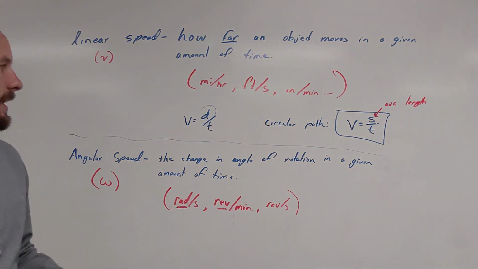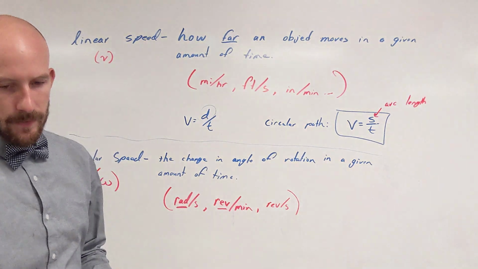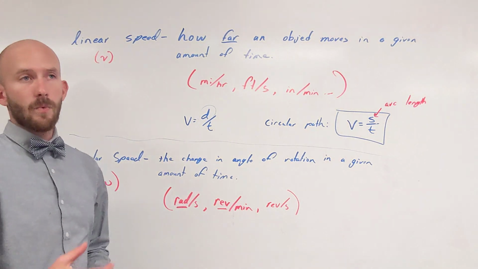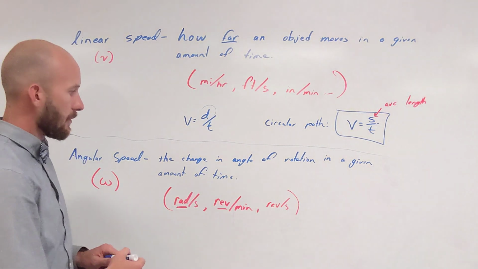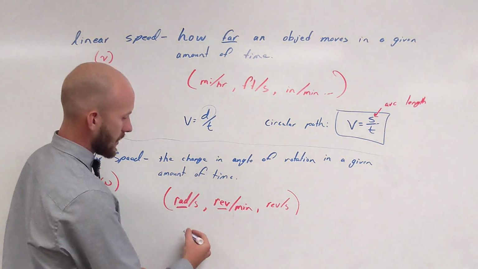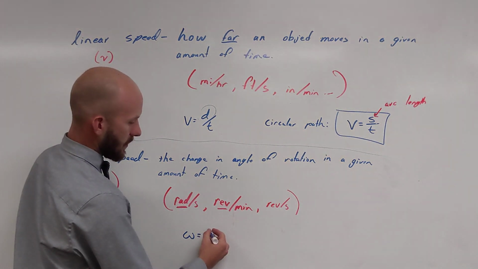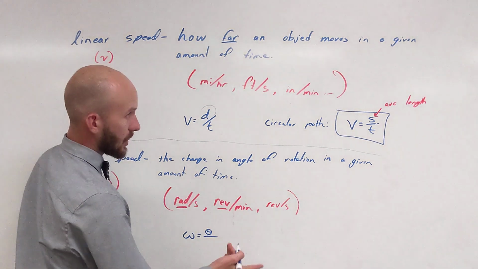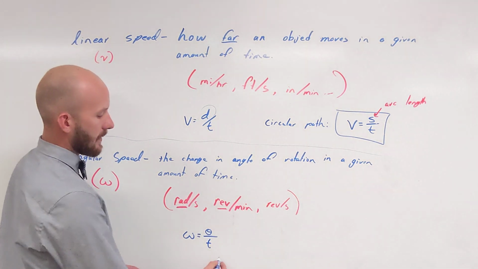It's going to be an angle divided by a time, which should make sense when we get to our formula, because the formula for angular speed is omega equal to theta, the change in the angle of rotation, divided by time.